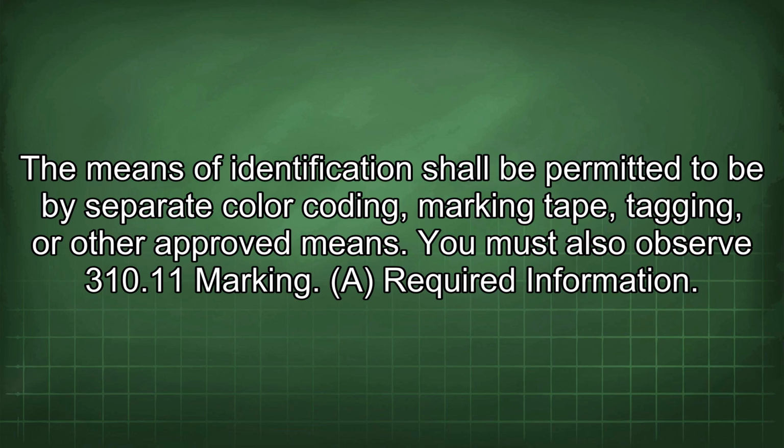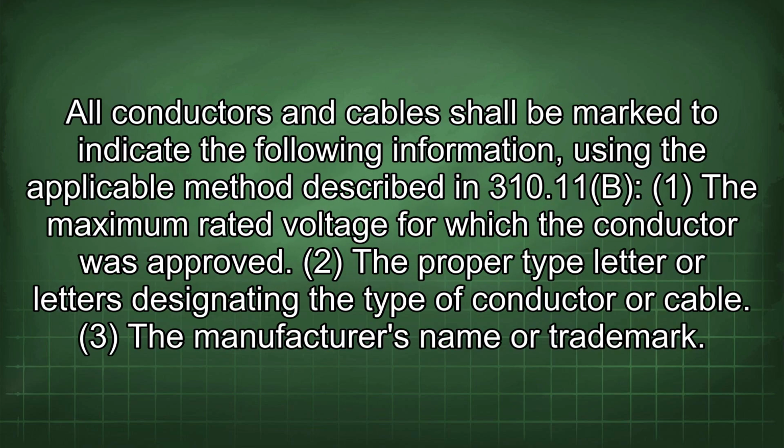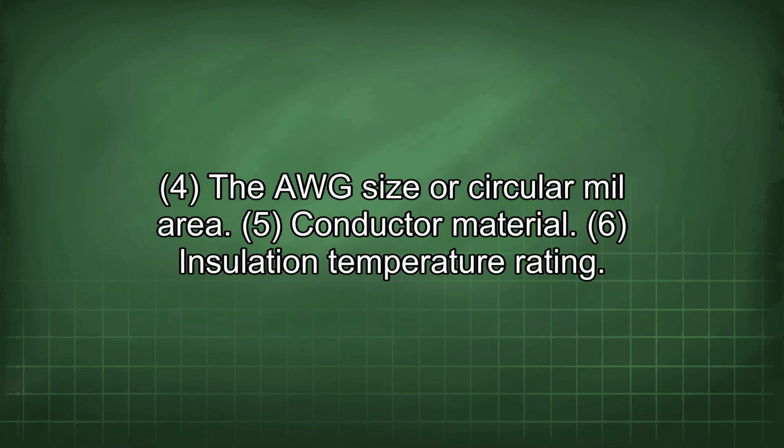You must also observe 310.11, Marking. Required information. All conductors and cables shall be marked to indicate the following information, using the applicable method described in 310.11(B). 1. The maximum rated voltage for which the conductor was approved. 2. The proper type letter or letters designating the type of conductor or cable. 3. The manufacturer's name or trademark. 4. The AWG size or circular mill area. 5. Conductor material. 6. Insulation temperature rating.